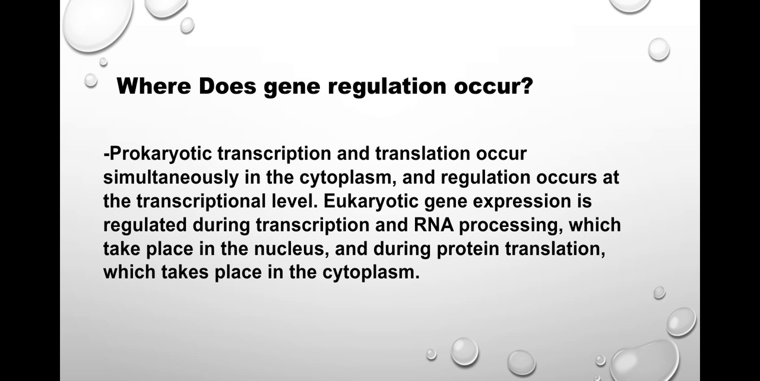And where does gene regulation occur? Prokaryotic transcription and translation occur simultaneously in the cytoplasm, and regulation occurs at the transcriptional level, while eukaryotic gene expression is regulated during transcription and RNA processing, which take place in the nucleus, and during protein translation, which takes place in the cytoplasm.